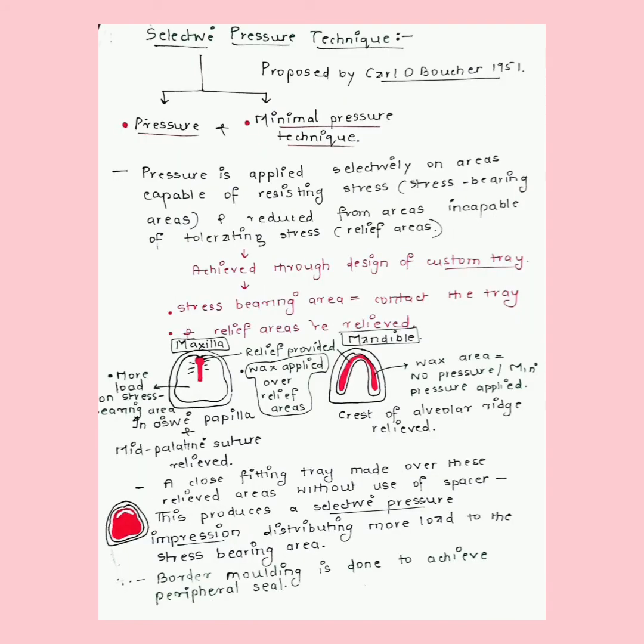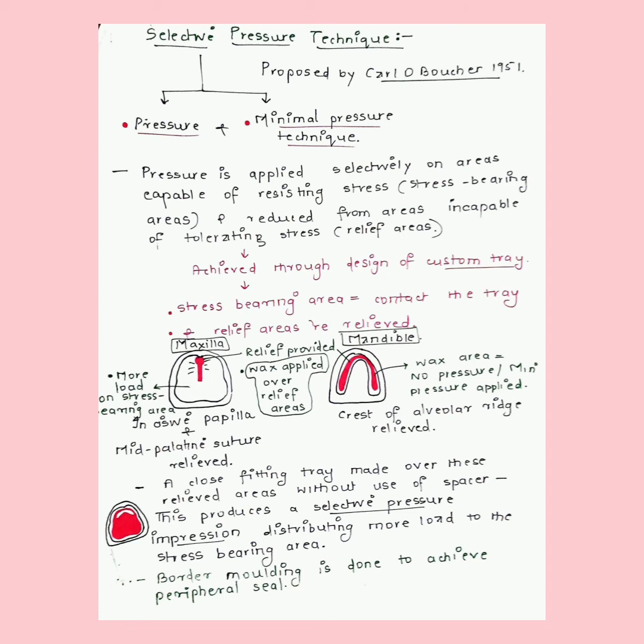Last but not the least, selective pressure technique, proposed by Boucher in 1951. So this combines the principle of both pressure and minimal pressure technique. Here we are applying pressure selectively. That is, the areas that are capable of resisting stress are stress bearing areas, and the pressure is reduced from areas incapable of tolerating stress, relief areas, because the mucosal topography is different throughout, it's not the same. So uniform pressure cannot be applied. This is achieved through design of custom tray. The stress bearing areas contact the tray, and the relief areas are relieved.